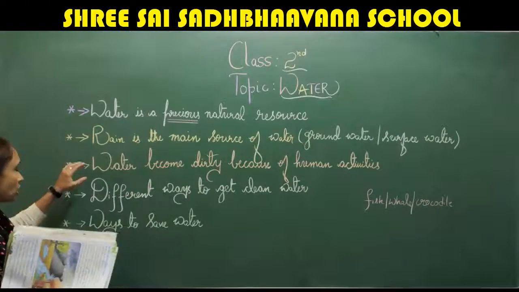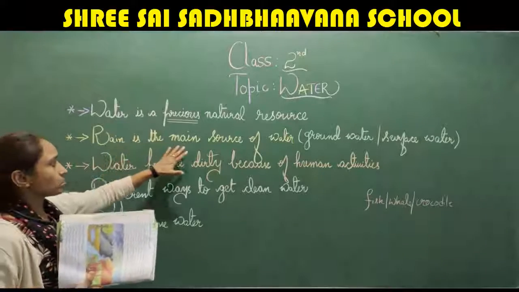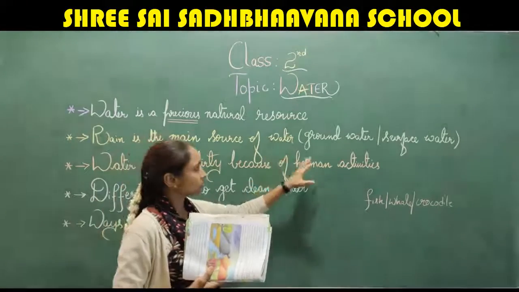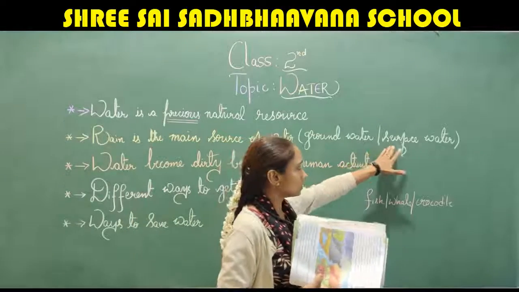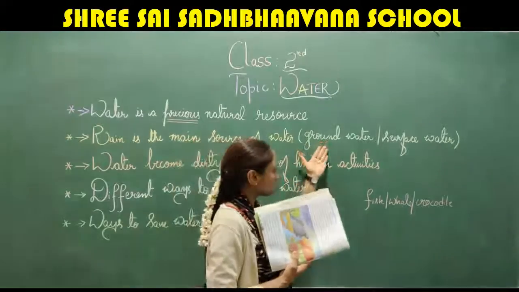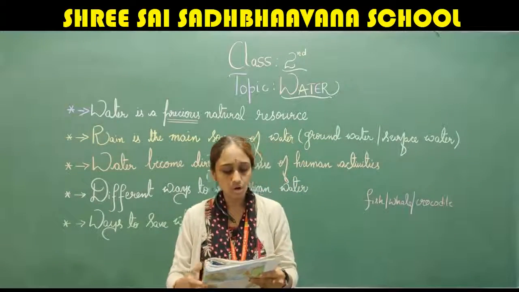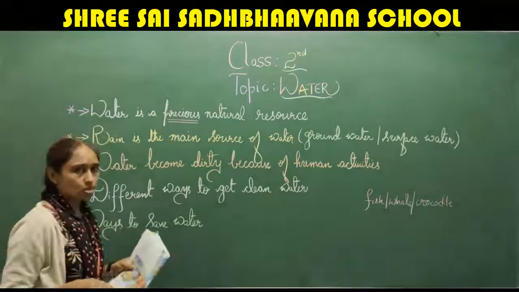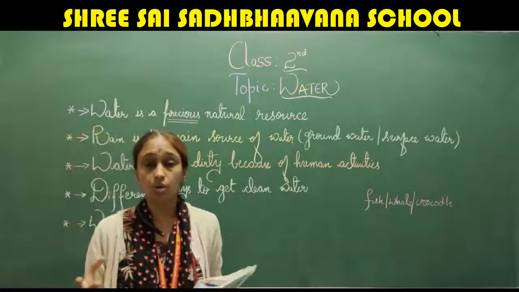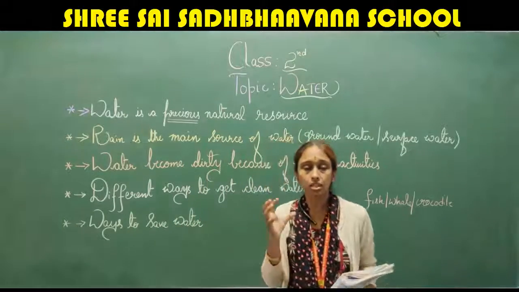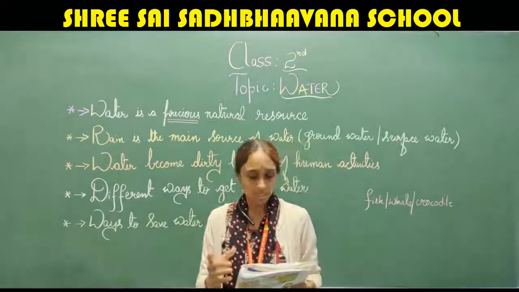The next point is rain is the main source of water. In that we will get groundwater and surface water also. I'll explain what groundwater and surface water mean. We all know that rain is the main source of water. The water we are getting on the earth, we are getting it from rain.